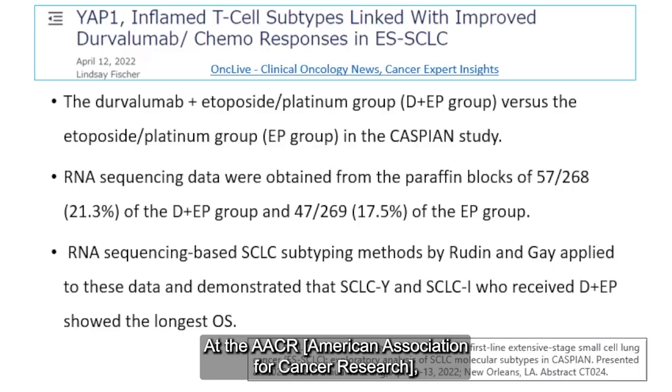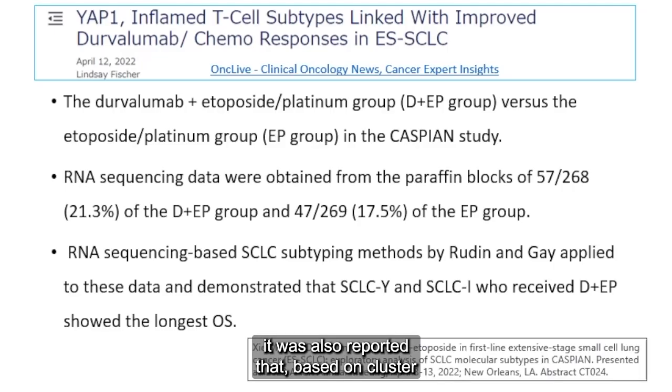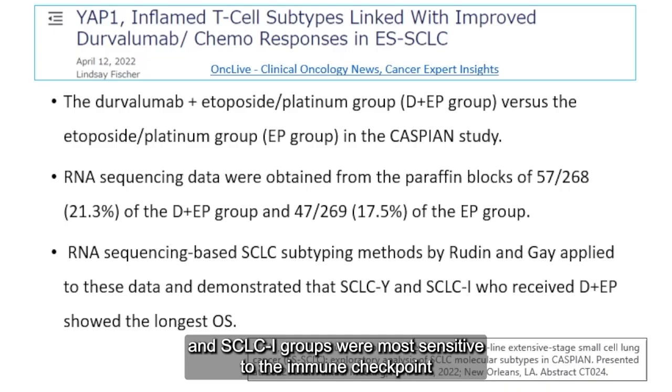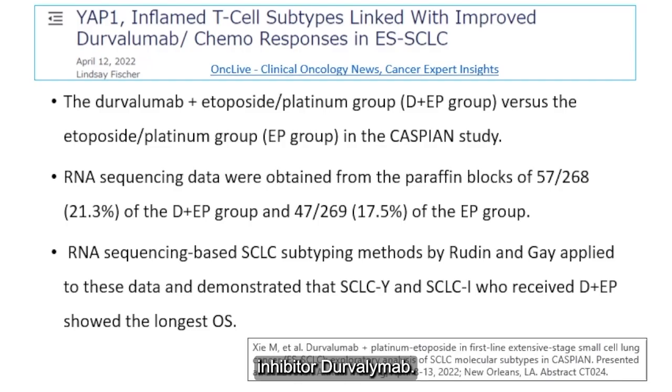At the AACR, it was also reported that, based on cluster analysis, the SCLC-Y and SCLC-I groups were most sensitive to the immune checkpoint inhibitor durvalumab. This result suggests that SCLC-Y overlaps with SCLC-inflamed and is likely to respond to immunotherapy.